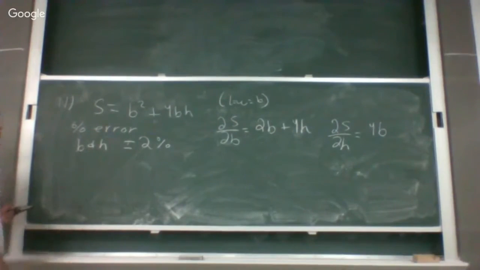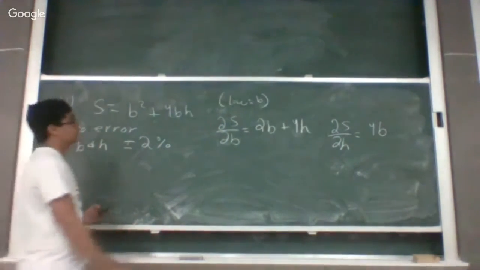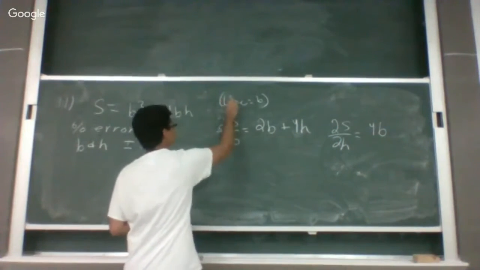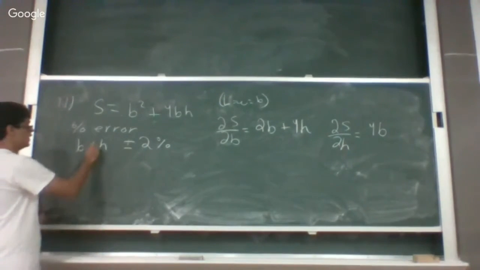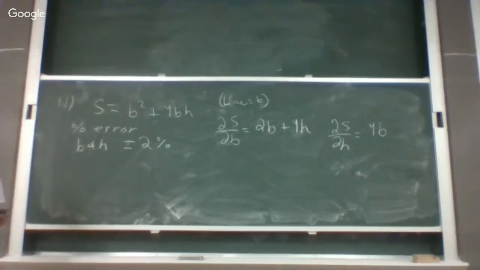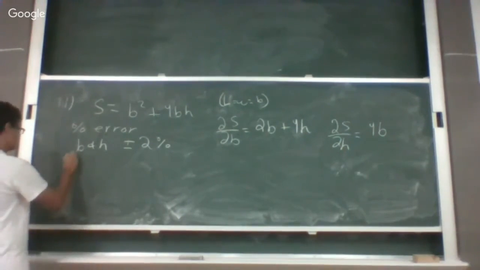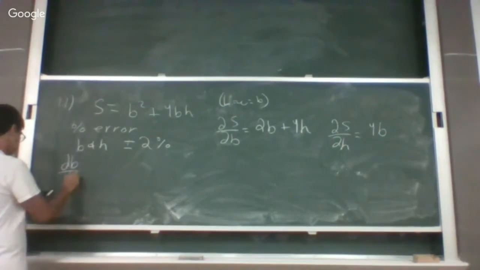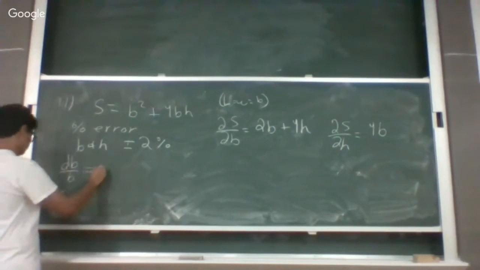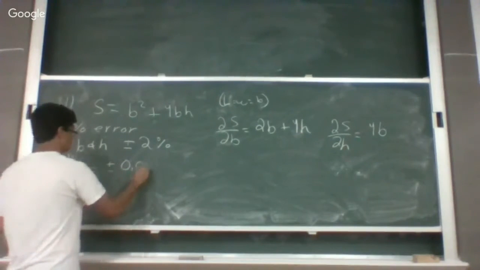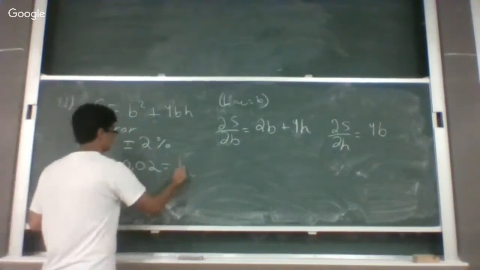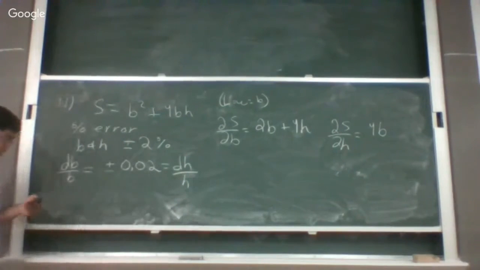What is it that you wrote in parentheses at the top right? Length is equal to width, and that's equal to b. So knowing that base and height can be measured within plus or minus 2%, we should know that the derivative of b with respect to b, db over b, was equal to plus or minus 0.02, and that's also equal to dh over h. That's something you needed to understand from that.